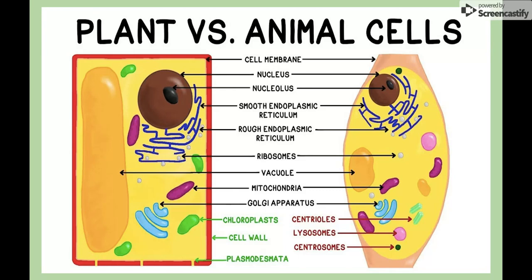Plant cells obviously have to go through photosynthesis, so chloroplasts are necessary for that. They also have a cell wall that gives them their structure, and something called plasmodesmata that allows plant cells to communicate with each other and allows the cytoplasm to mix with other plant cells. That's important for the capillary action that we learned about in the water lab. In animal cells, centrioles, lysosomes, and centrosomes are different, which we'll talk about on the next slide.